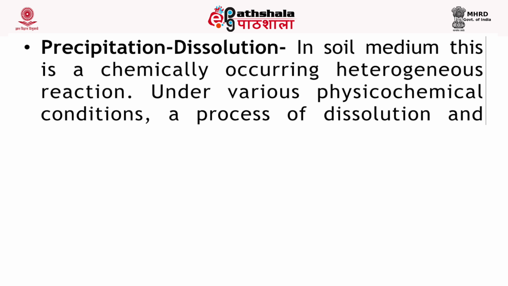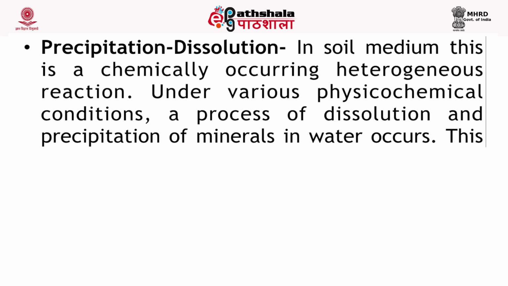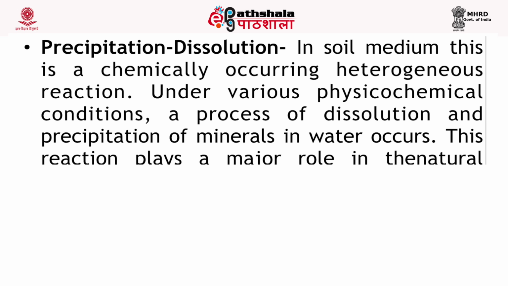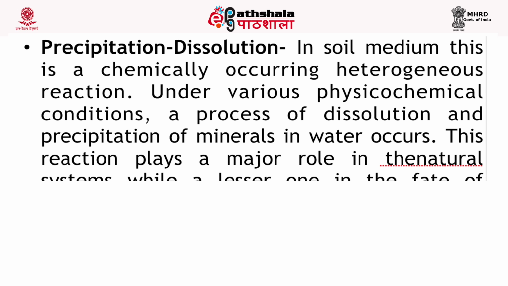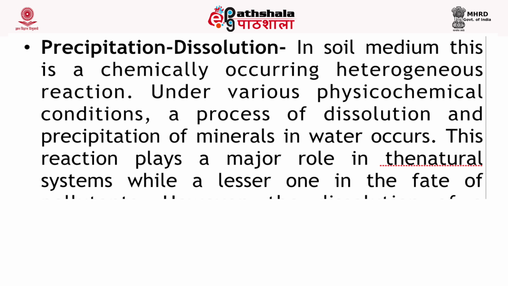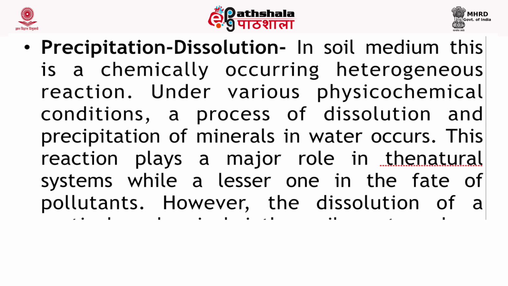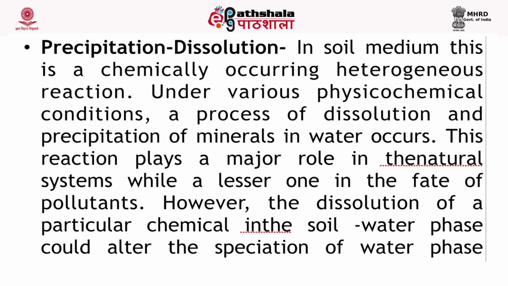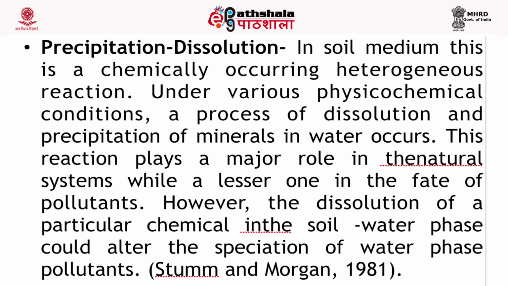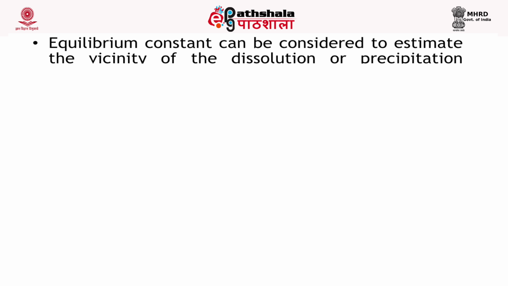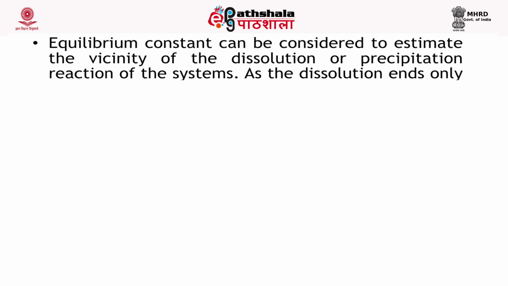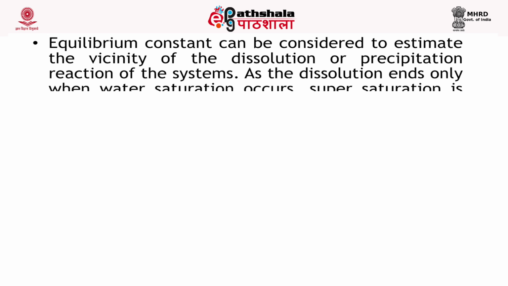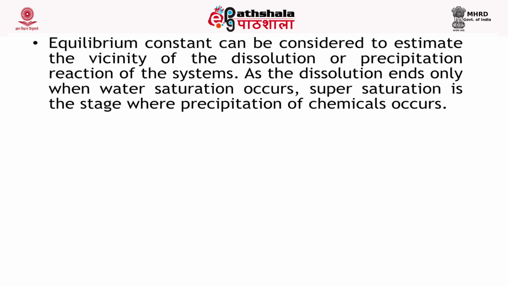Under various physicochemical conditions, a process of dissolution and precipitation of minerals in water occurs. This reaction plays a major role in the natural system, while a lesser one in the fate of pollutants. However, the dissolution of a particular chemical in the soil water phase could alter the speciation of the water phase pollutant. The equilibrium constant can be considered to estimate the extent of dissolution or precipitation reactions of the system. As dissolution ends only when water saturation occurs, supersaturation is the stage where precipitation of chemicals occurs.